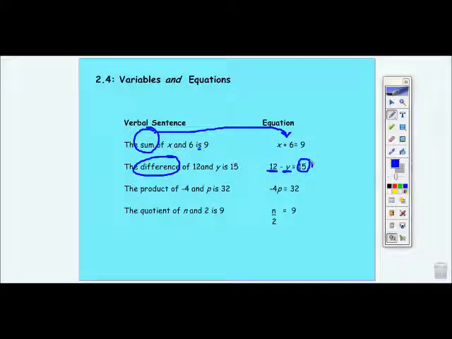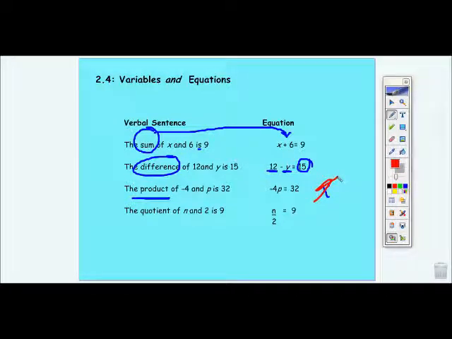The next one is the product of, and product means multiplication. The product of -4 and p. I'm always going to put my variable first, and remember, now that we are getting more into algebra, we will never ever write the multiplication symbol. We won't write this because we can misunderstand that and think that that's the variable x. So we will never ever do that.